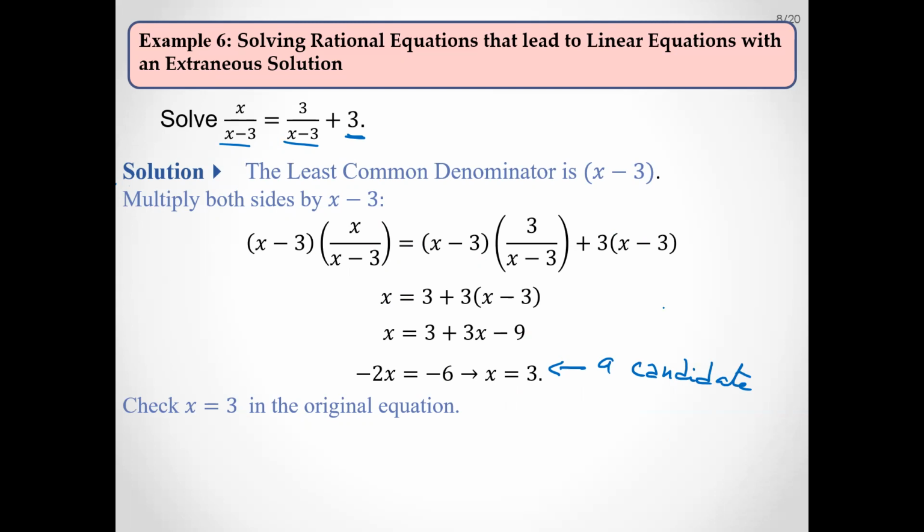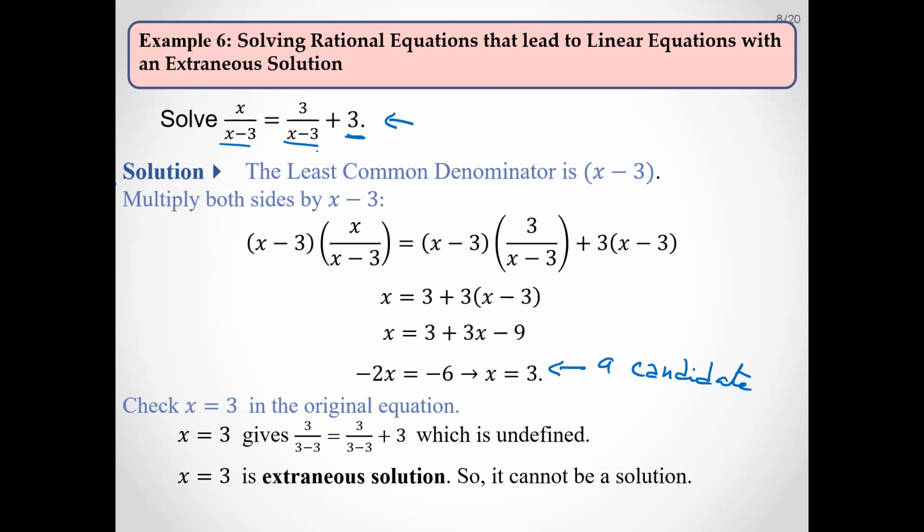So we check in the original equation here. We have x minus 3 in the denominator. If we replace by 3, we'll have 0 in the denominator. And we know that no division by 0 is allowed. So it's an extraneous solution. And we reject it. Okay. And unfortunately, we have no solution for this equation.